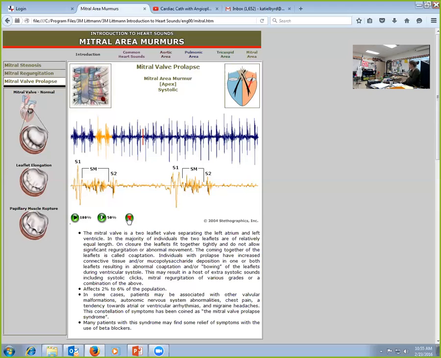So that's a murmur. That thing drives me crazy.